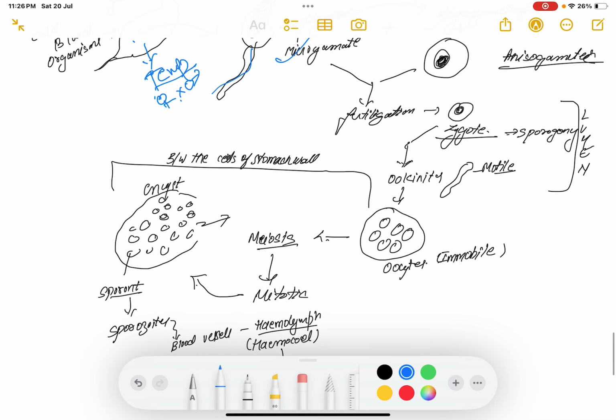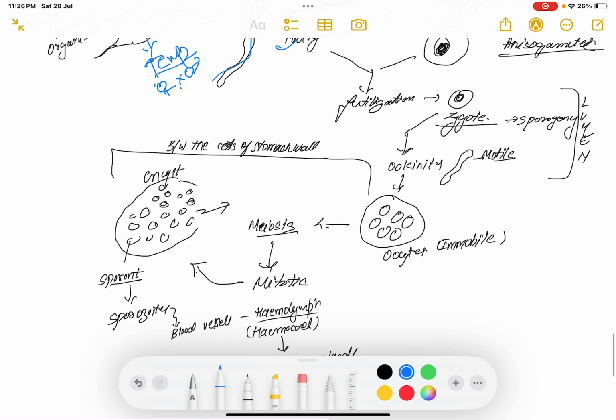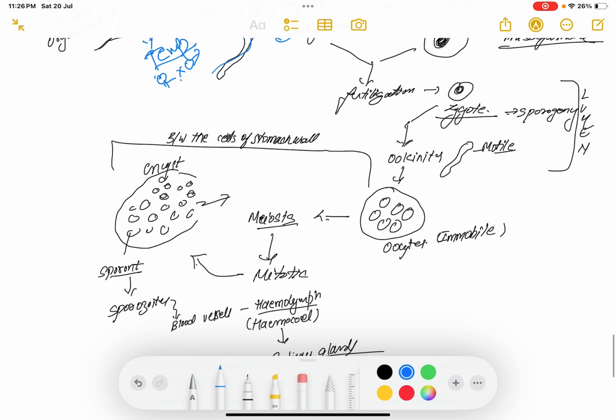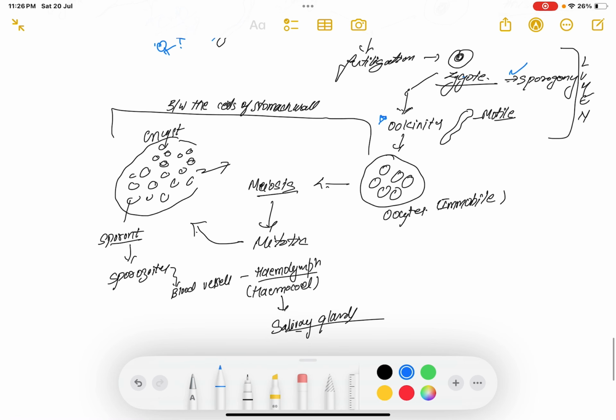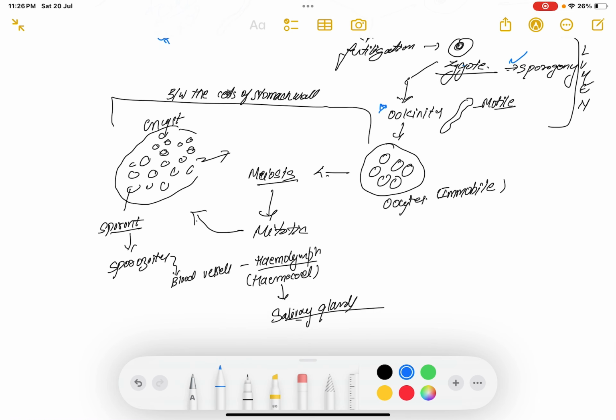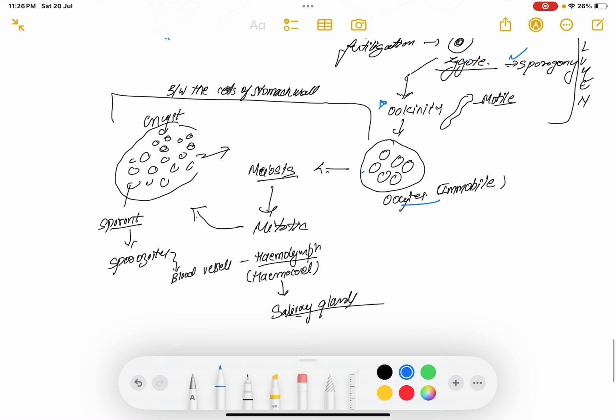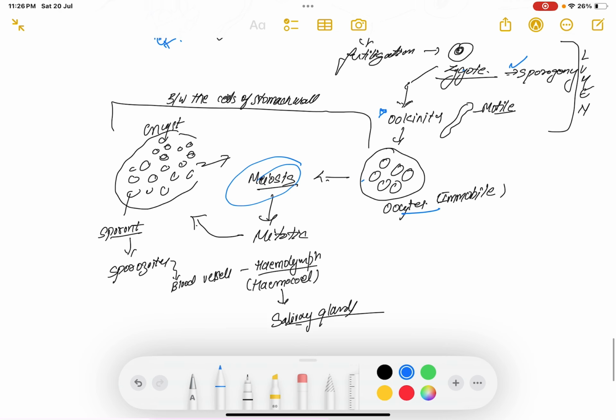Then sporogony takes place. The zygote, called the sporogony zygote, then forms the ookinete. This ookinete is motile in stage, and then it is converted into an oocyst. The oocyst is immobile. This oocyst will undergo meiosis because the zygote is diploid and plasmodium is a haploid organism.